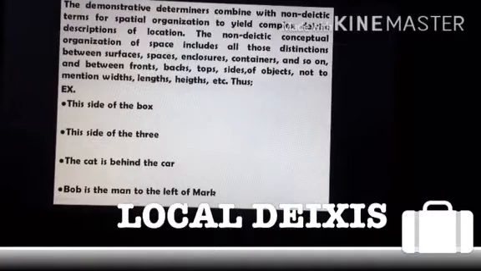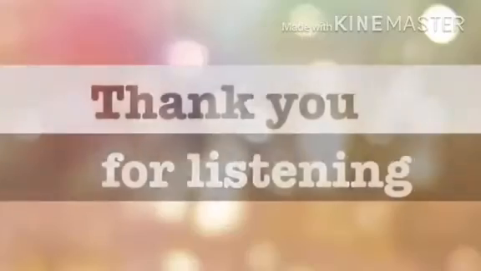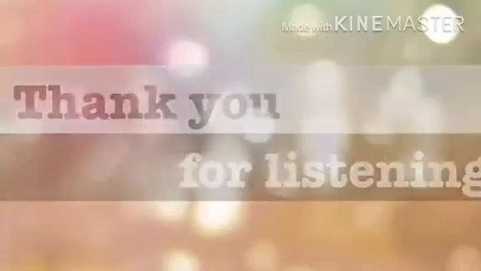The third one is "the cat is behind the car," where "behind the car" can have either a deictic or a non-deictic usage. Lastly, "Bob is the man to the left of Mark," where Bob may be to Mark's own left, non-deictic, or to the left from the speaker's point of view, deictic. As a result, the deictic/non-deictic ambiguity is very general and plagues the recipients of expressions.